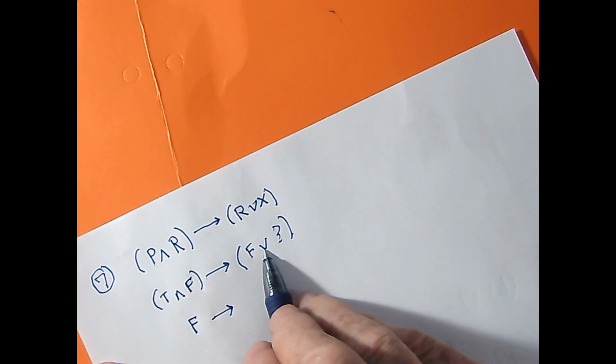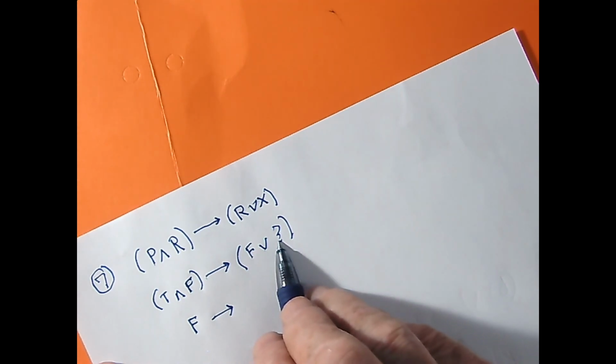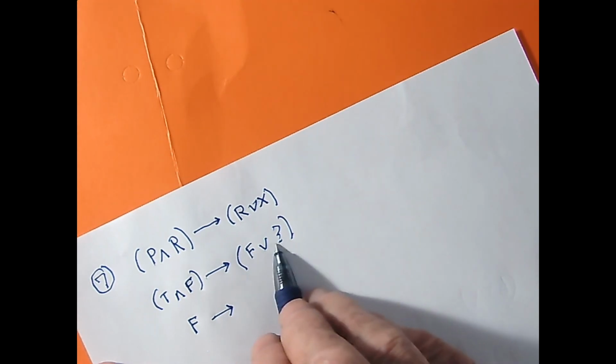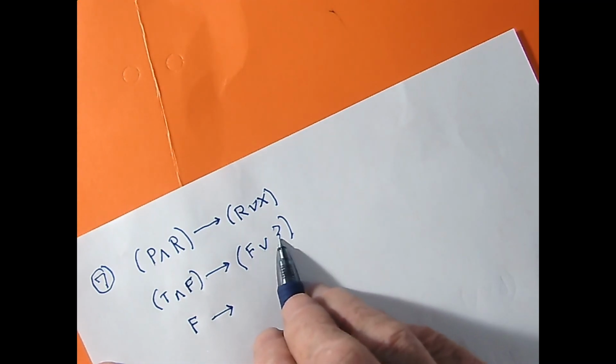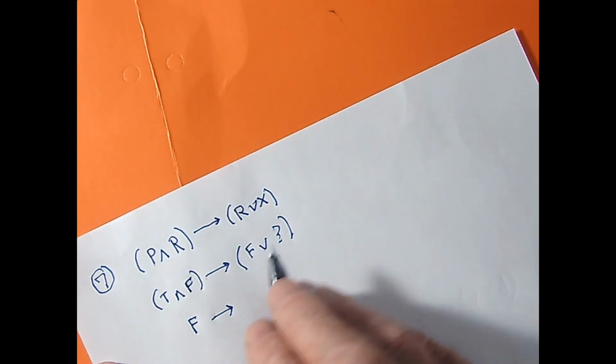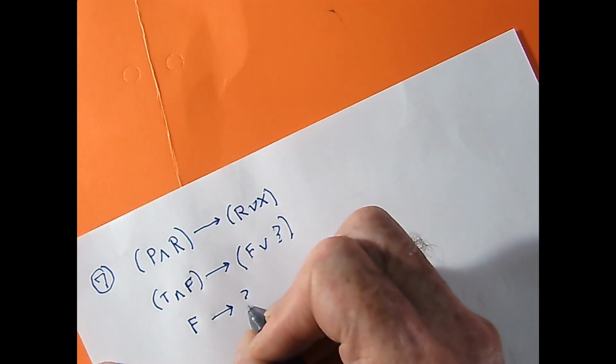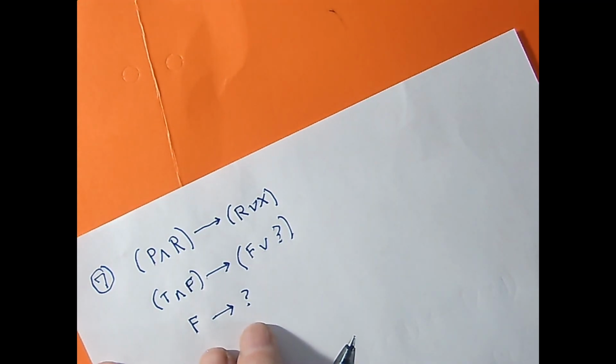Here I have an or statement. If this part were true, but it is unknown, if this part were true, it would be considered true. If this part were false, then it would be considered false. So I do not know the value of this thing. I'm going to leave it as a question mark. The question becomes, can I evaluate this?